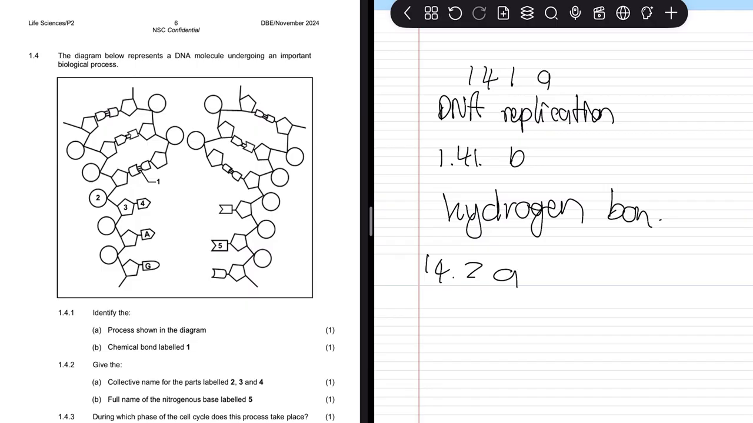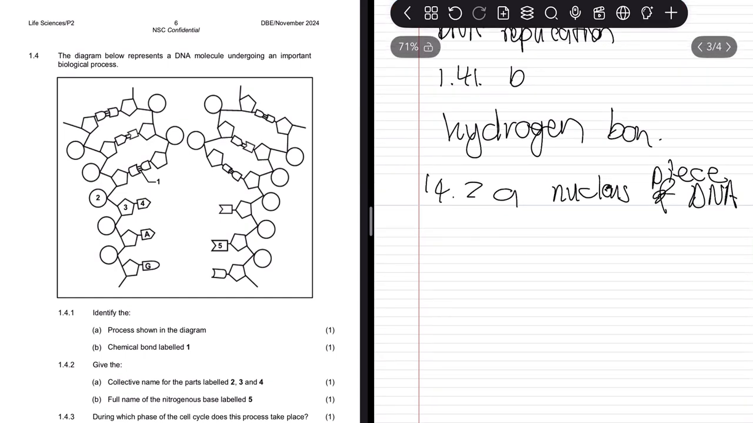Next one, 1.4.2a. Give the collective name of the parts labeled 2, 3, and 4. There I see it's one piece of DNA. But I also know that DNA uses the word nucleus a lot, so it's some word along those lines. So the word would be nucleotide.